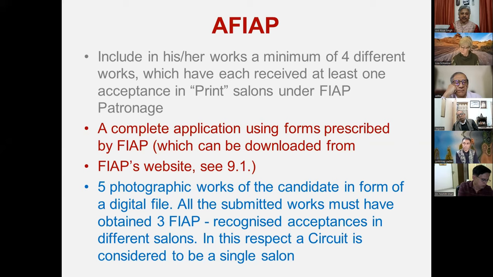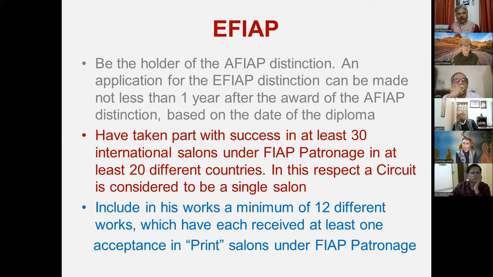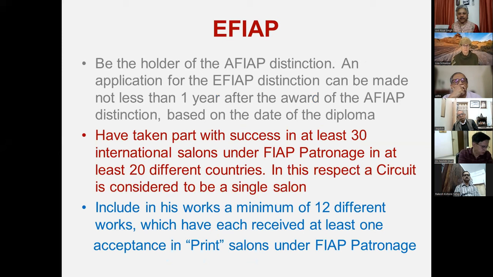Now for EFIAP, be the holder of the AFIAP distinction, the previous starting distinction. An application for EFIAP distinction can be made not less than 1 year after the award of AFIAP distinction, based on the date of the diploma. Have taken part with success in at least 30 international salons under FIAP patronage in 20 different countries. In this respect, our circuit will be considered a single salon. Include in the work a minimum of 12 different works which have each received at least 1 acceptance in print salons under FIAP patronage. So the requirement is much higher after getting AFIAP.